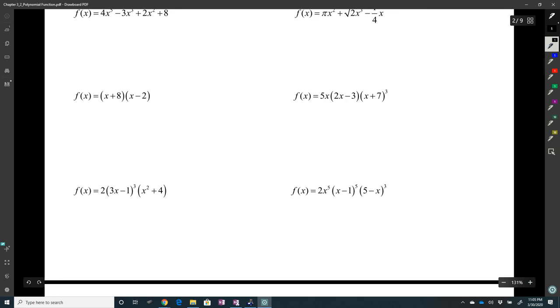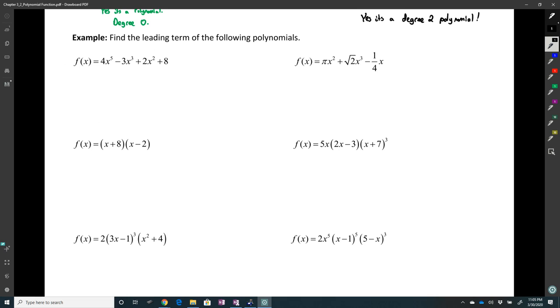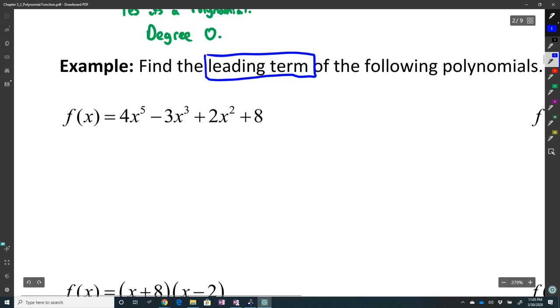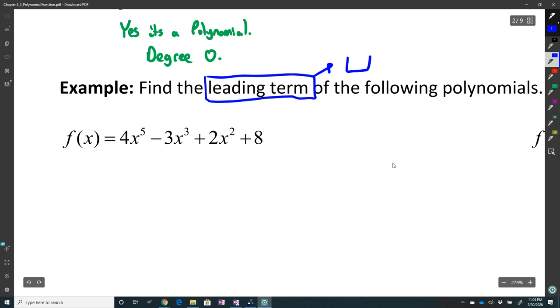so I don't have time to do all 6. What I'm going to do is I'll do the left side, and I'll have y'all do the right side. And then I'll post a video to Canvas showing the right side. So find the leading term of the following polynomials. Remember, a leading term is x to the where you want this guy right here to have the largest exponent. Okay, so that's a leading term.